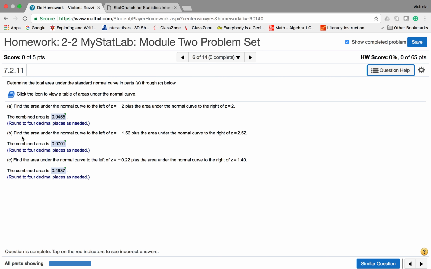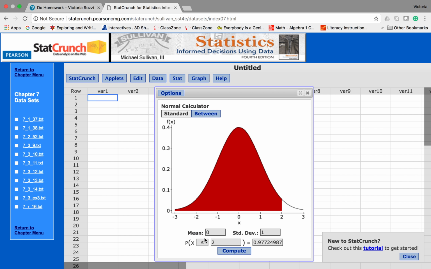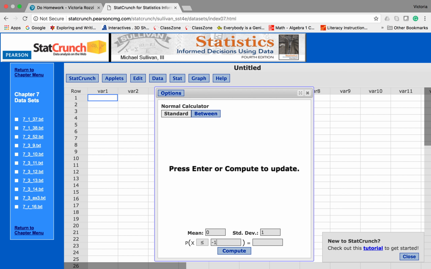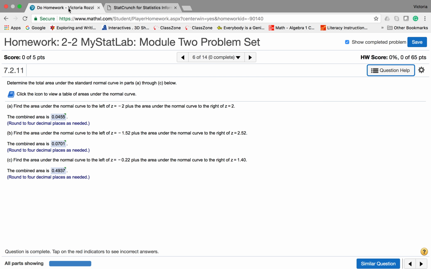For letter B, it says find the area under the normal curve to the left of z equals -1.52 plus the area to the right of z equals 2.52. These are not the same, so I am going to have to find both and then add those probabilities together. Going back to StatCrunch, first I need -1.52. I go to the left, less than, of -1.52, and press compute. And there's that area, so I would write that down: 0.06425549.